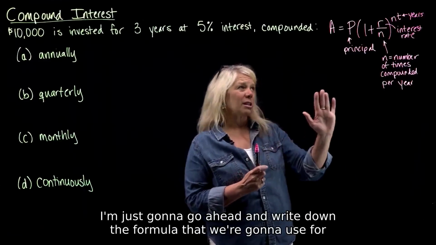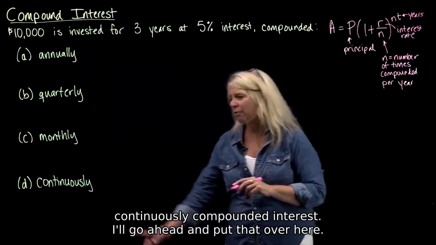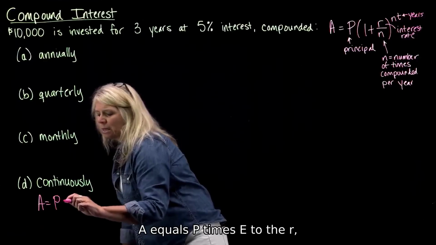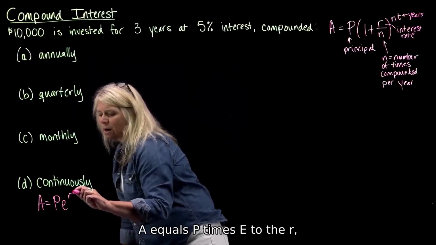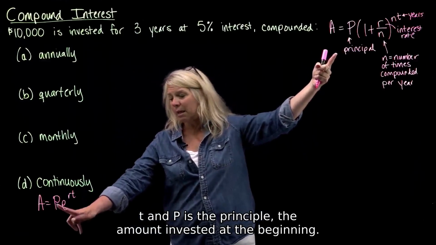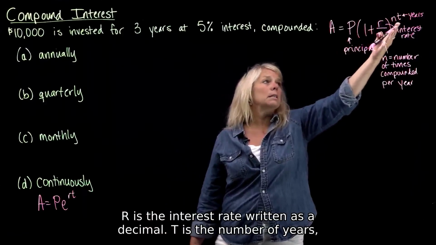But for right now, I'm just going to go ahead and write down the formula that we're going to use for continuously compounded interest. I'll go ahead and put that over here. A equals P times E to the RT. And P is the principal, the amount invested at the beginning. R is the interest rate, written as a decimal. T is the number of years.